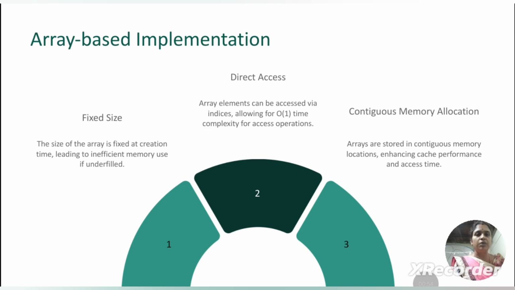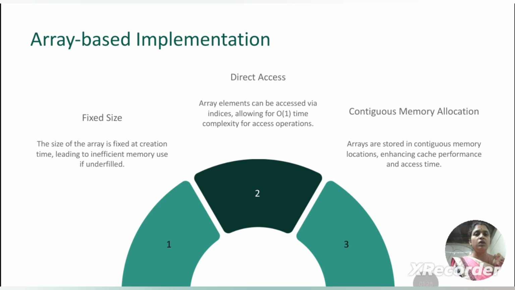Array based implementation. What are the considerations we have while implementing the list using array? It is of fixed size. The size of the array is fixed at creation time, leading to inefficient memory use if underfilled. For example, if we fix the size of the array as 10, but we are storing only 4 elements, the remaining 6 positions will be vacant. So here the memory management is very low when compared to the linked list.